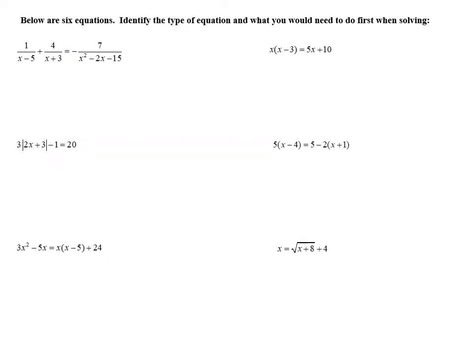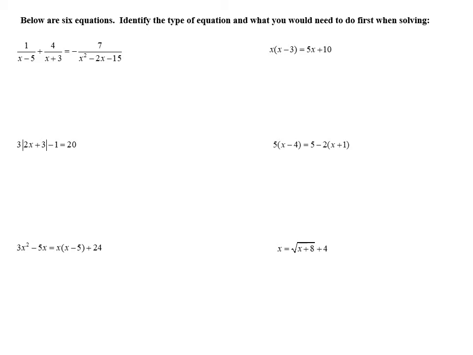Here we have 6 equations. We want to solve these equations, but as I said, the first step in terms of a general strategy for solving any type of equation is to identify what type that equation is, and then using that information, decide what you would do first. Figuring out that first step is vital in terms of continuing on with the process and actually getting to a solution. So let's take a look at these 6 equations.